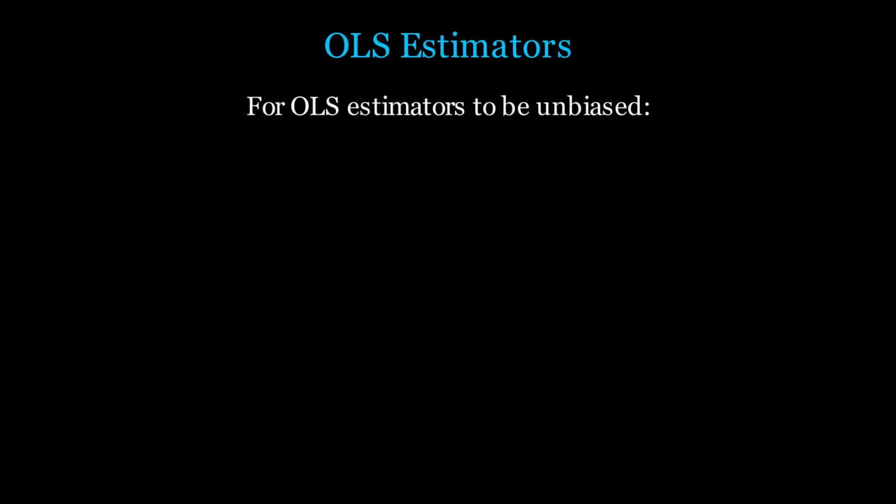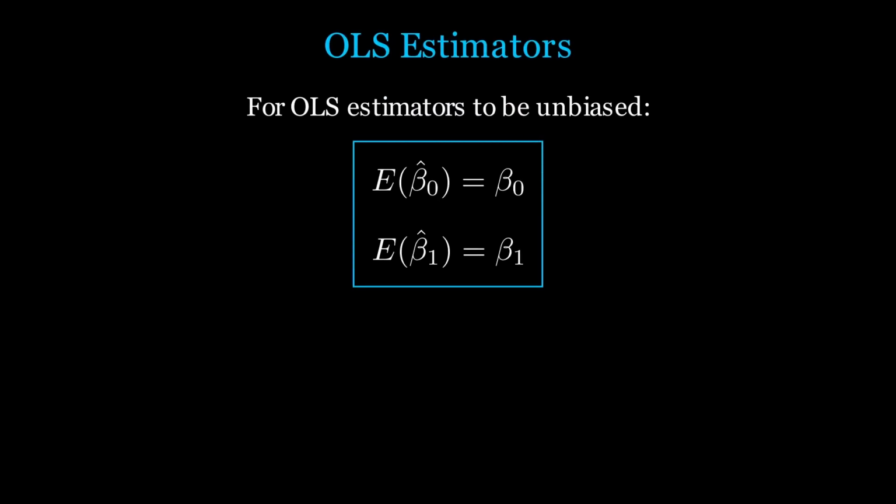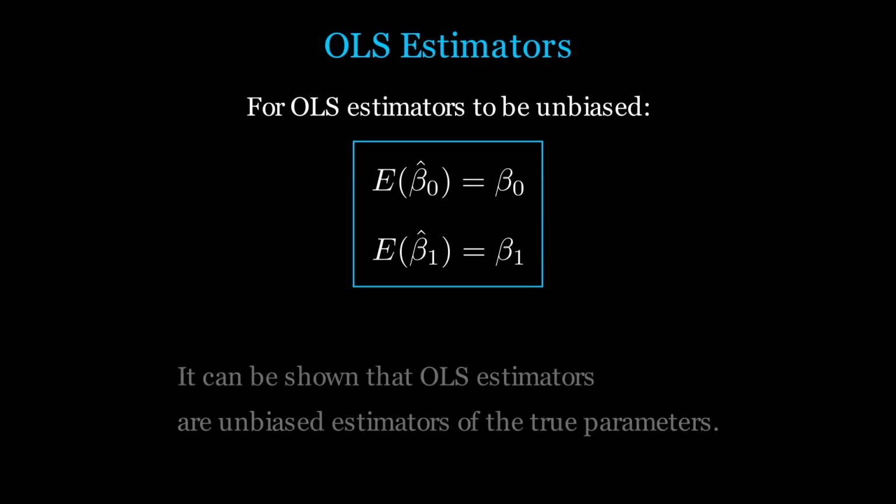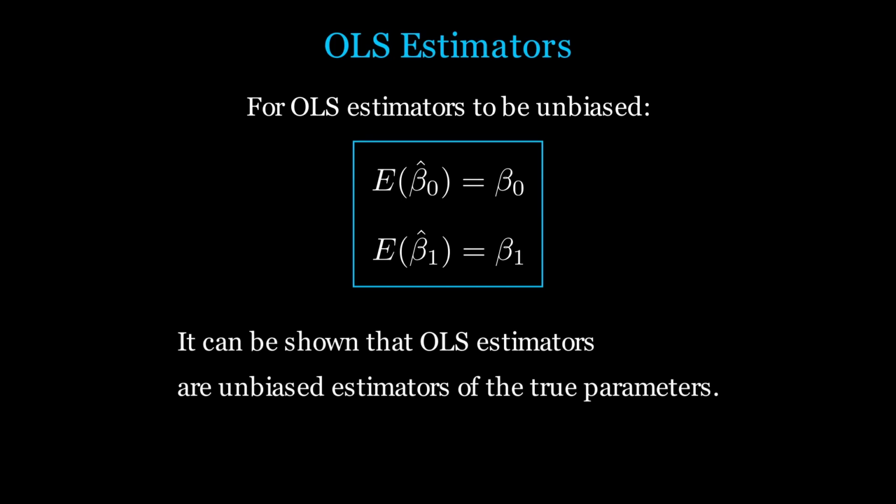Now let's bring this to linear regression. For beta hat 0 and beta hat 1 to be unbiased estimators of beta 0 and beta 1, the expected values should equal the true values. The expected value of beta hat 0 equals beta 0, and the expected value of beta hat 1 equals beta 1. With some algebra, it can be shown that beta hat 0 and beta hat 1 from ordinary least squares are indeed unbiased estimators of beta 0 and beta 1. But that's beyond the scope of this video.